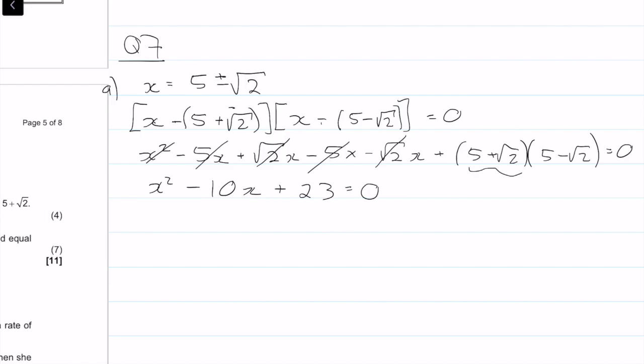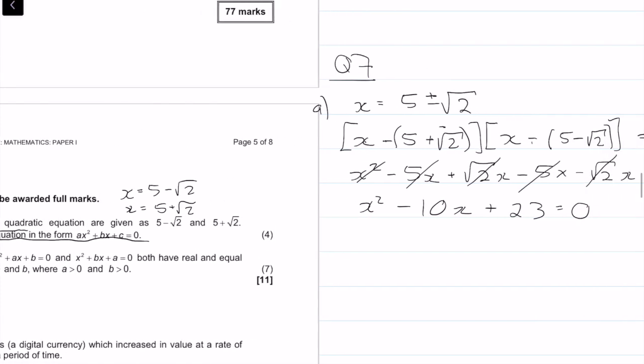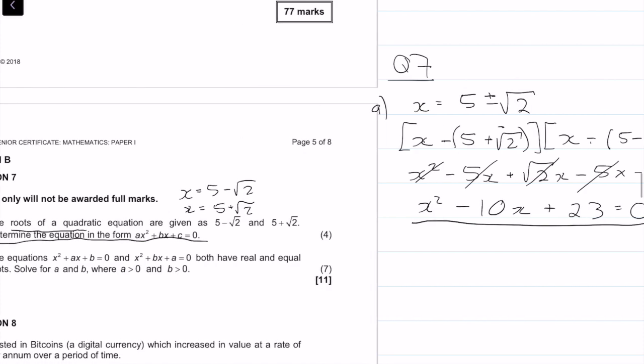Otherwise, this is quite easy to multiply out as well. That's just the difference of two squares, so it's going to be the first thing squared, which is 25, minus the square root of 2 squared, which is 2, which is equal to 23, which is what my calculator got. So that's not too hard either. So basically we have the answer, and we have it in that form where a equals 1, b equals minus 10, and c equals 23.